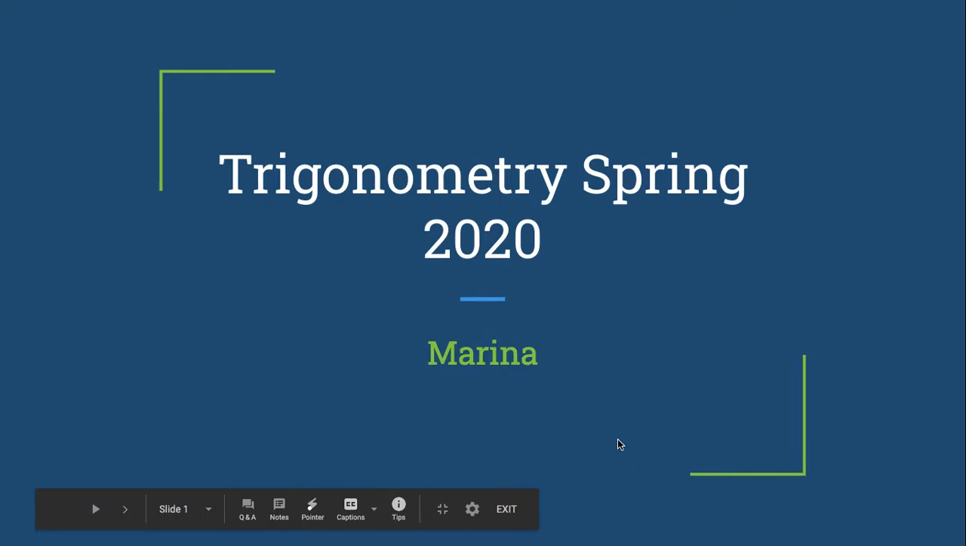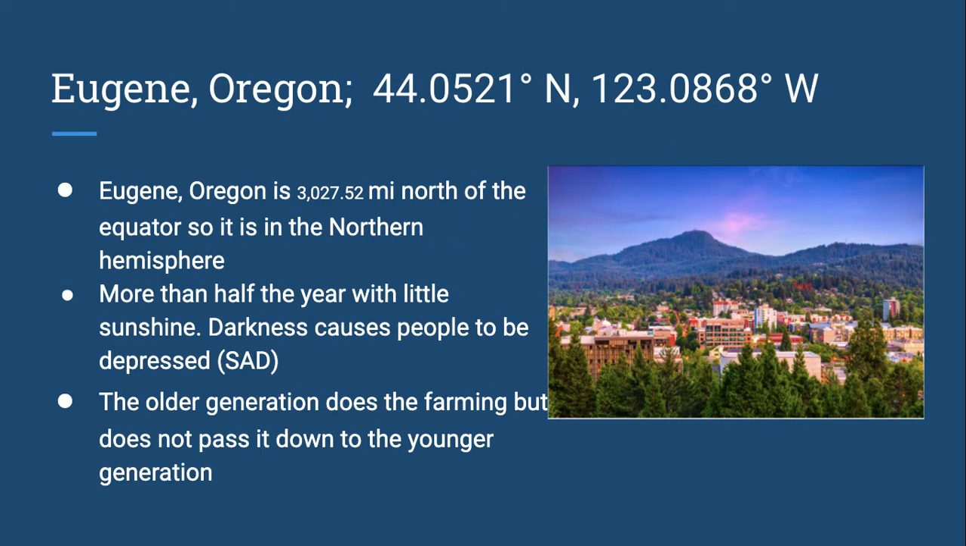I'm a junior, and this is my trigonometry spring panel. And I'm going to be talking about the daylight hours in Eugene, Oregon. Eugene, Oregon is a state in the northwest of the United States. This city is slightly more north than New York City in terms of latitude.